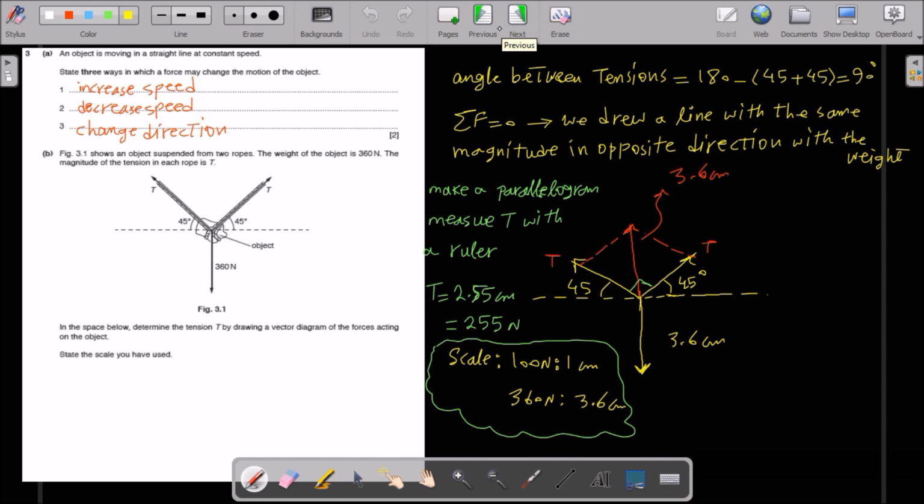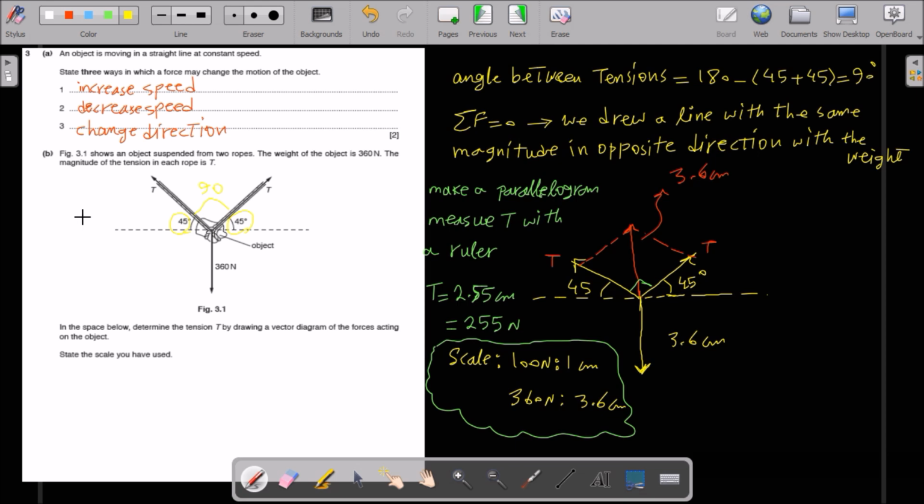First of all, the angle between the tensions of these two ropes will be 180 minus 45, because you can see that you have 45 here and 45 here. So if you subtract from 180, you will get 90 in the middle between two ropes. So we know that this system is stationary, so it means it is in equilibrium. That's why the resultant force is 0.